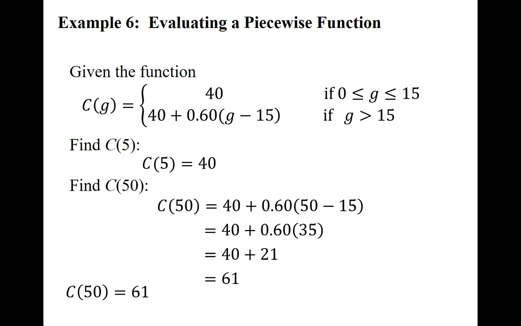So C of 50 is 61. And that's how we use a piecewise function. We figure out if we're in the top rule or the bottom rule. Sometimes there's a third or more, just with different restrictions on the domain. Figure out which part of the rule we're in and then apply it.